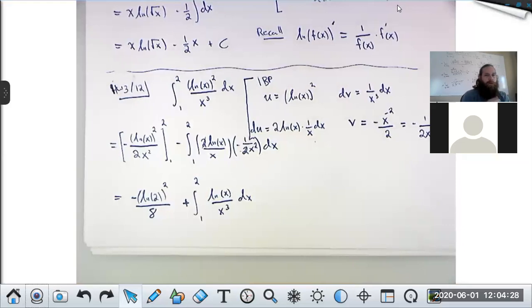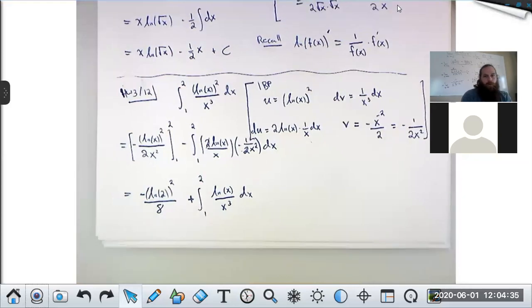Everybody see what's happened here? Zoom it out just a tiny bit. Okay. So now I need to look at the ln of x over x cubed and see if I can come up with an attack for that.